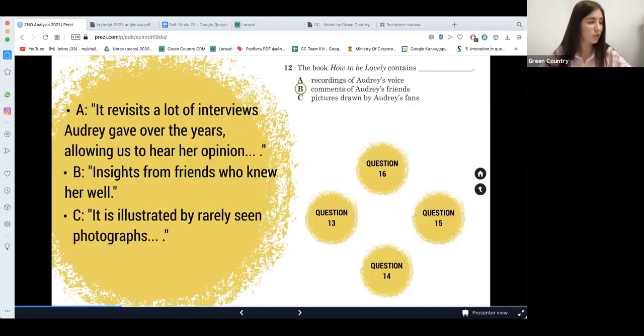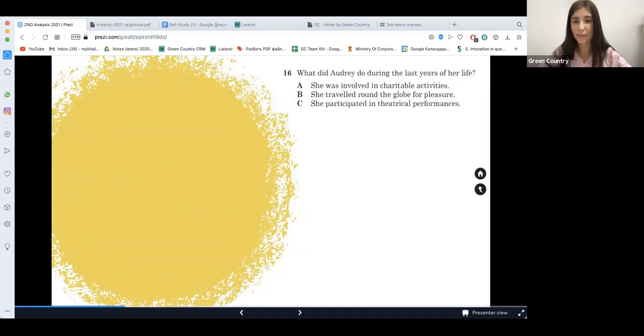And the last question here, it's question 16. What did Audrey do during the last years of her life? We can underline what she did during the last years of life, it's obvious. Option A, was involved in charitable activities, or we can just say in charity. B, traveled around the globe for pleasure, and C, participated in theatrical performances. Let's listen and get to know.